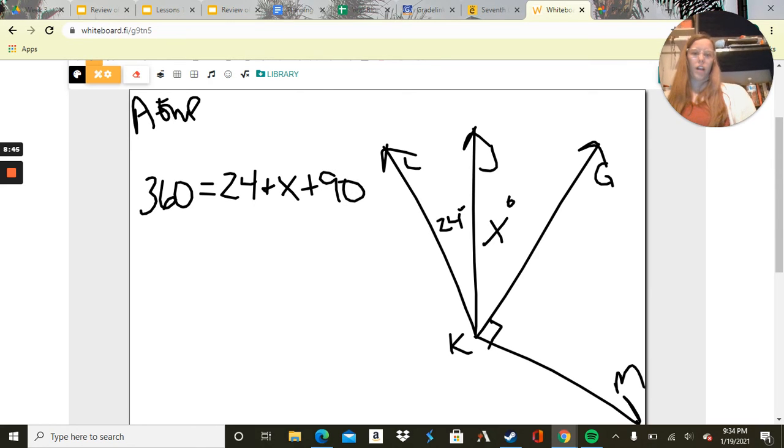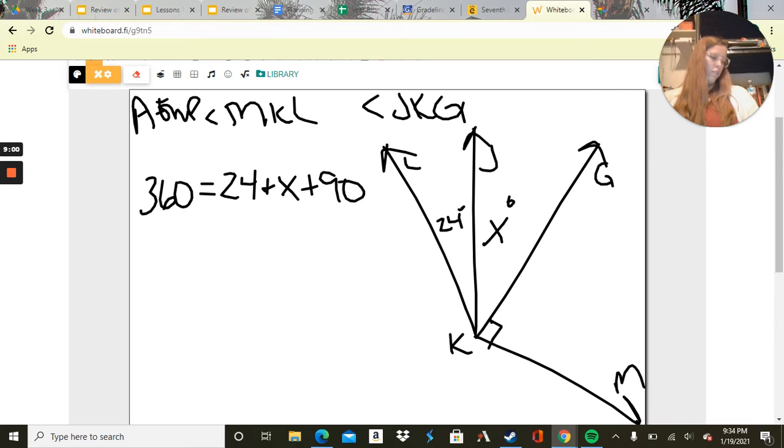Oh, wait, we don't know what MKL is. So we're looking to find angle MKL and angle JKG. So how are we going to do that without knowing what it is? Well, I just forgot to write it. It's 5x. So then we have plus 5x here. So we are still looking to find out what it is. I just forgot to give you part of the information.